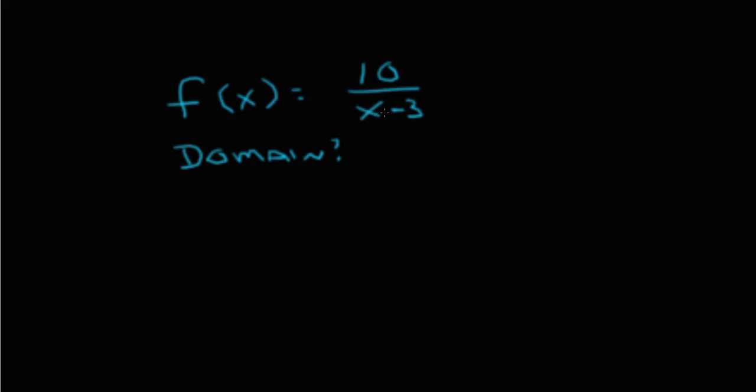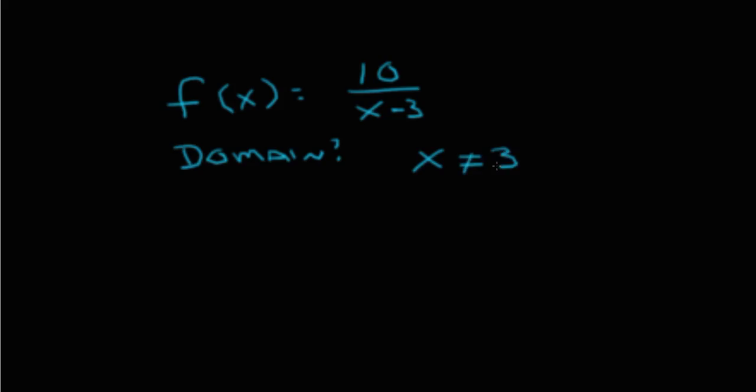Because if you have 3, then you have 3 minus 3 equals 0. You'll have 0 in the denominator, and that's an indeterminate number. Any number divided by 0 will give you an error. It's an indeterminate number. So when we're asked what the domain of x is, x cannot equal 3.